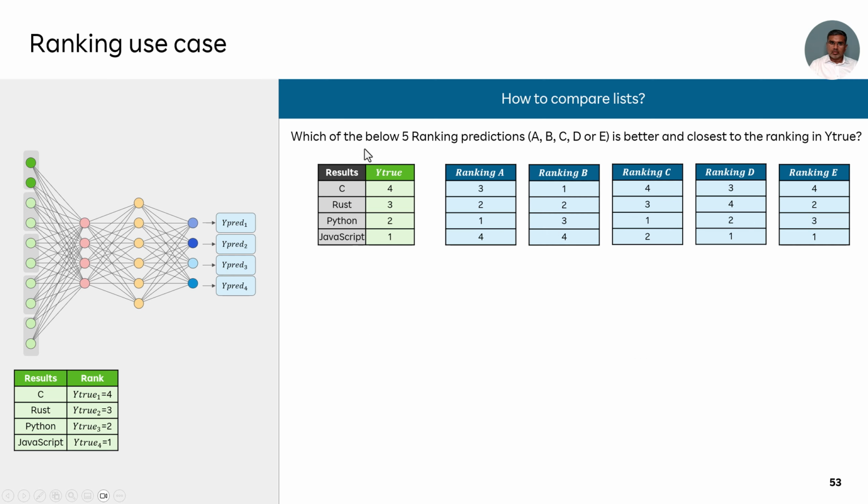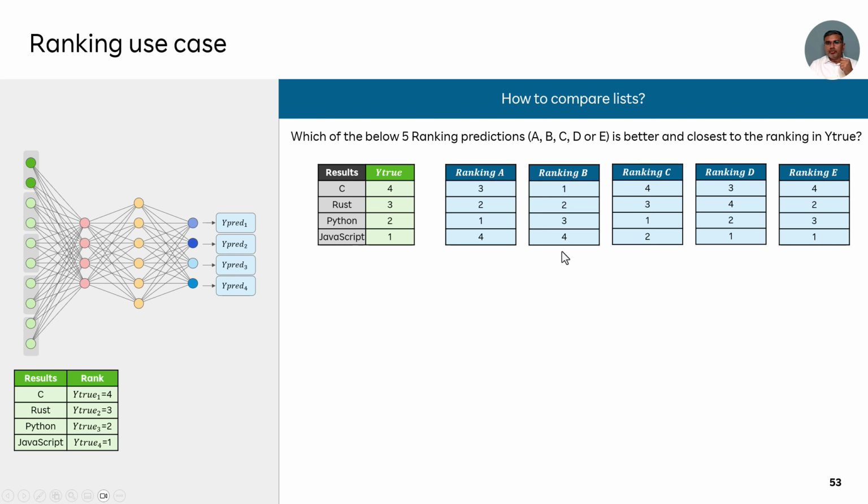Before we get into understanding the output function and loss function for the ranking use case, let's try to understand a little bit more about ranking, because it is somewhat different from classification and prediction use cases. So let's say that this is our ground truth value. The results are C, Rust, Python, and JavaScript. C is ranked the highest at 4, followed by Rust at 3, Python following that at 2, and JavaScript at 1. Now let's assume that we have these 5 other ranks that are predicted.